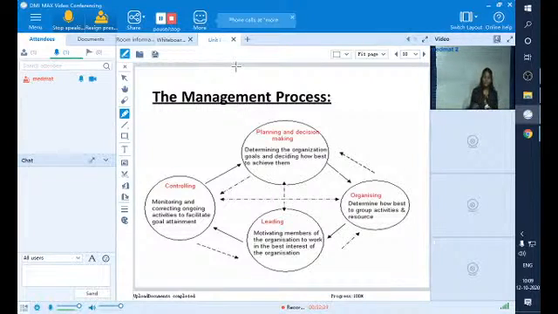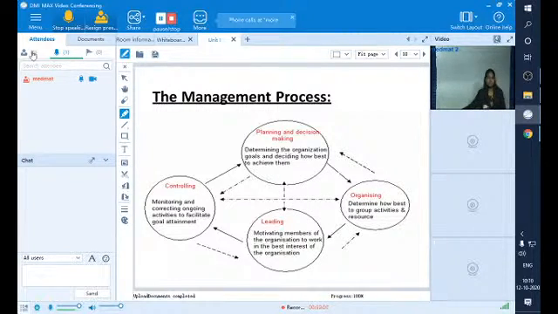So the monitoring and correcting of ongoing activities to facilitate goal attainment. So every day you have planned, every day you have daily activities. Okay, so those daily activities go on regularly, then only you finish your production process in a particular time. Okay, so that is controlling. So the management process has four things: the first one is planning and decision making, the next one is organizing, the third one is leading, and the fourth one is controlling. So that is the management process.